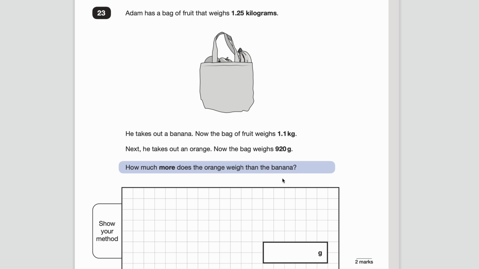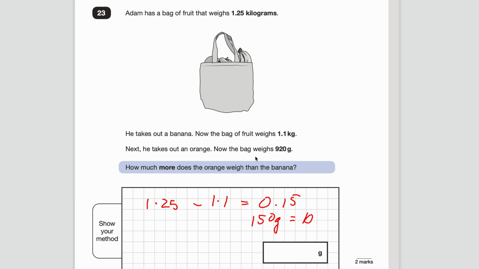So there's a couple of steps we need to do. The first thing we need to do is work out how much a banana weighs. And the easiest way to do that is read what it says. It says 1.1 kilograms. That's how much the bag weighed when he took out the banana. There's 1.25 with the banana, so we need to work out the difference. What's 1.25 subtract 1.1? Well, it's 0.15 kilograms. So what's that in grams? 150 grams. That's a banana. I'm just going to put B so I don't forget.